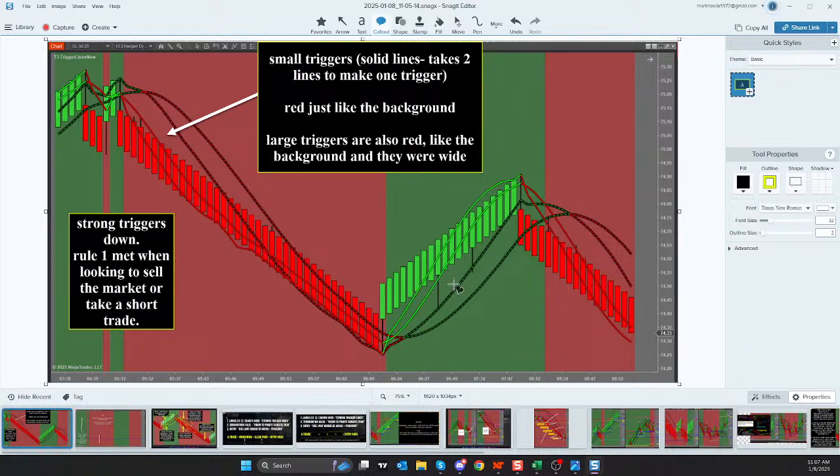Notice over here, smalls above, space between. Everything's green. It's the same recipe. This one's going up because everything is green. This one's going down because everything is red. It's an identical look. It's just inverted.